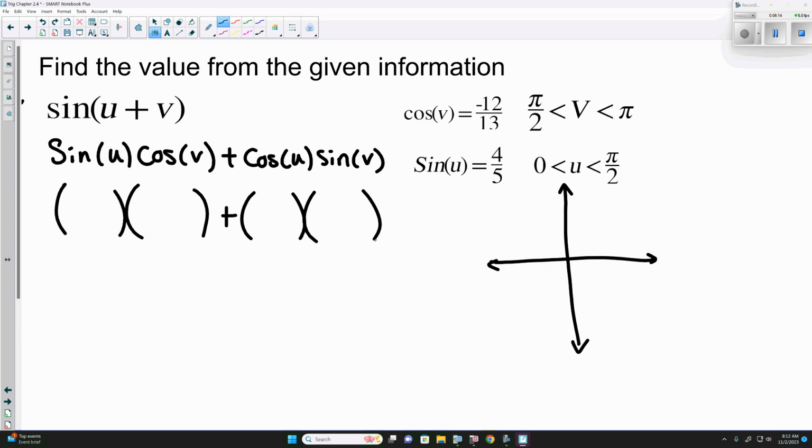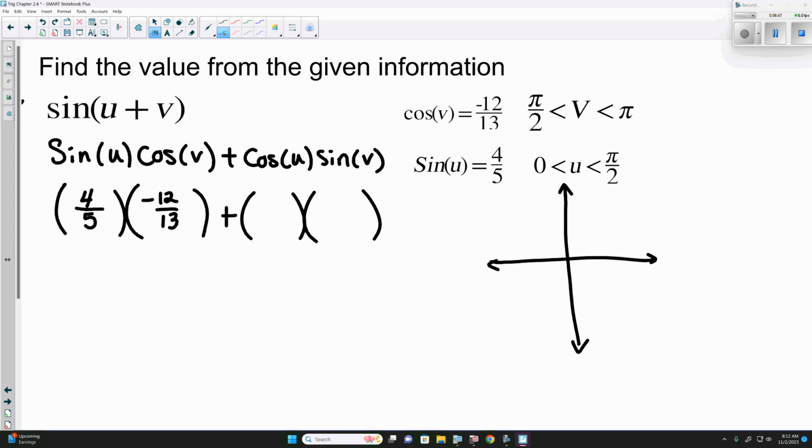Now, they were kind of nice. They told us cosine of v is negative 12/13. So I'm given that piece of information. I'm also told that sine of u is 4/5. I have half the formula already, but I don't have the other half. But it's not because I wasn't given it, I just haven't found it yet.